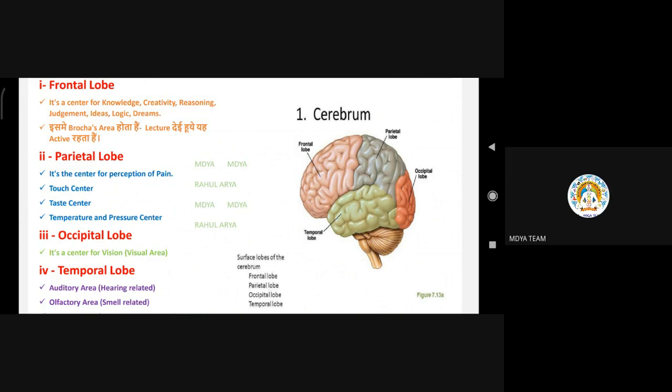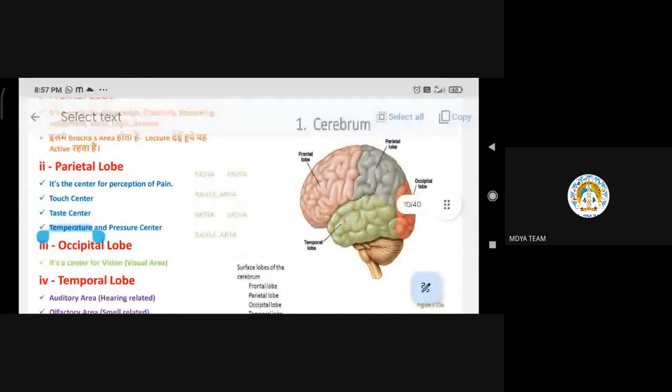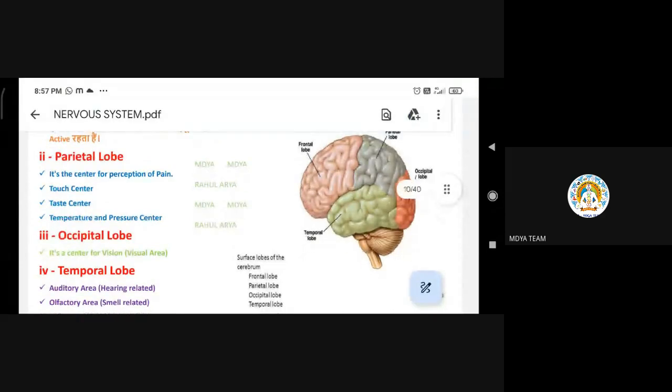Tongue and the skin, ma'am. Which part of the body is connected to the parietal lobe? Our sense organs. Yes, sense organs, but as you can see here: perception of pain, touch center, taste center, temperature. Tongue and the skin, ma'am. Yes, very good. And most importantly, the tongue regulates temperature, has taste, and is very sensitive to touch.